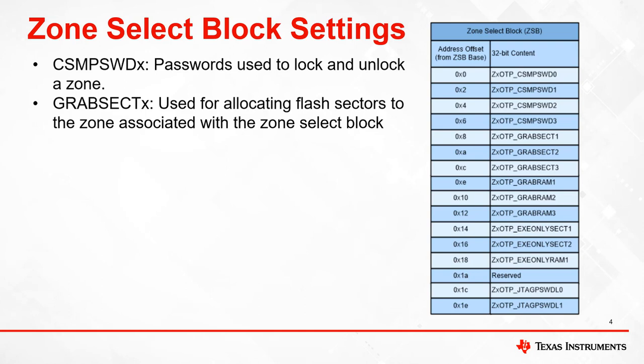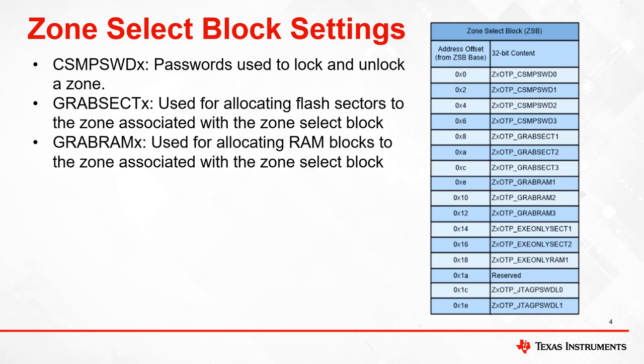The next setting in the zone select block is the grab sect field. This field is used to allocate flash sectors to the current zone. For each flash sector, there are 2 bits in the grab sect field that determine whether the sector is secure or unsecure when the zone is locked. Refer to the technical reference manual for in-depth descriptions of these bit fields.